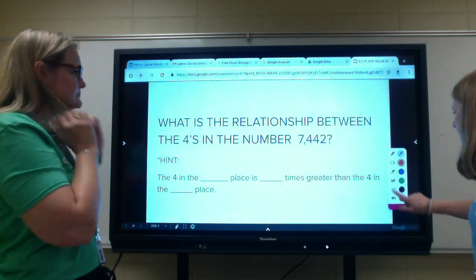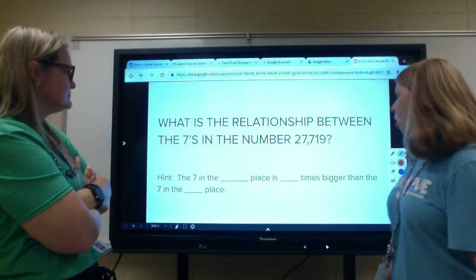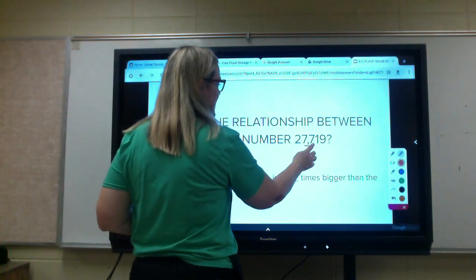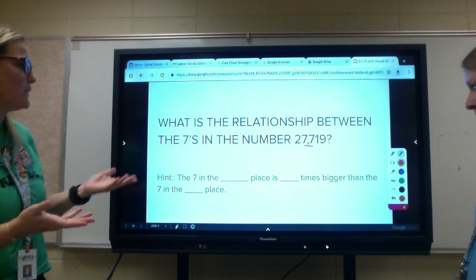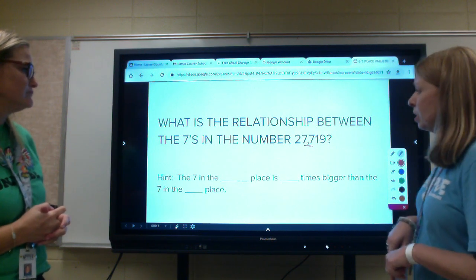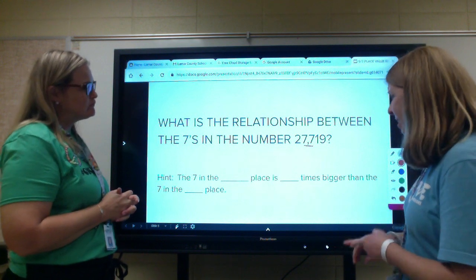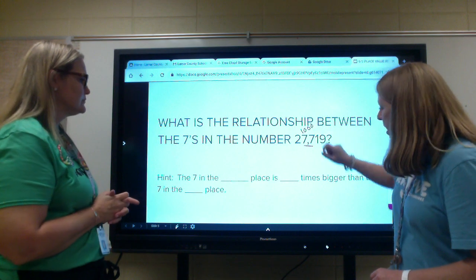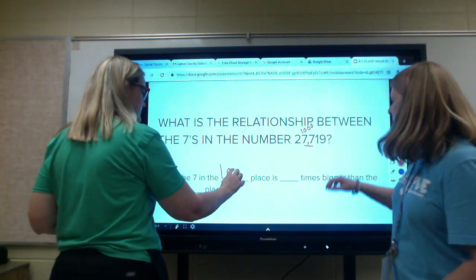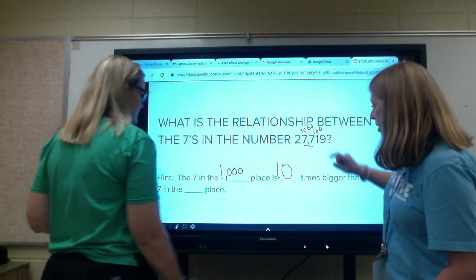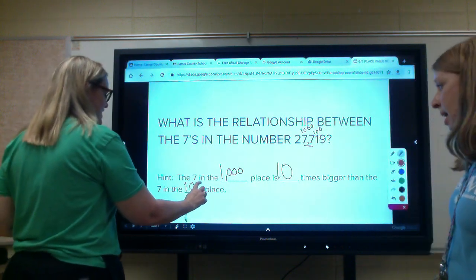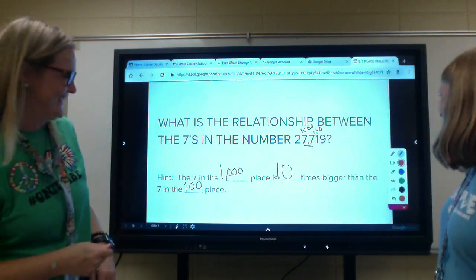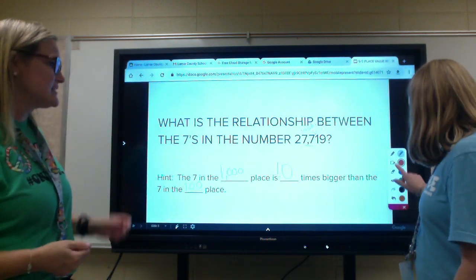Awesome. Let's do another example for our wonderful students at home. Okay, I'm going to let you take this one. So obviously we're looking at the sevens because they're the same, right? So what do you think? I think that the relationship between these two sevens is that the 7 in the thousands place is 10 times greater than the 7 in the hundreds place. Looking good, Miss Jacobs. Do y'all think I'm right? Yes. Awesome.